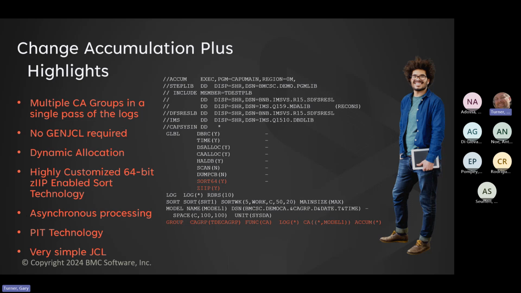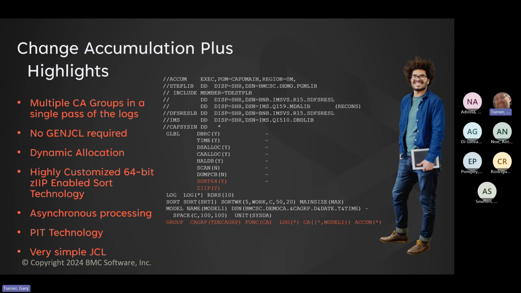As you can see, the JCL is very similar to the other two products that we've already talked about. Dynamic allocation, you're going to see that be a recurring trend as well. We're going to read the RECON and dynamically allocate everything for you. Here's the big kicker with us.